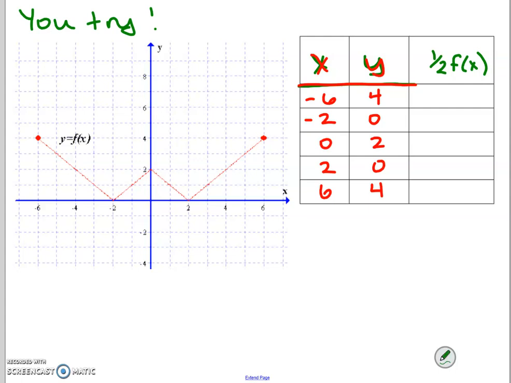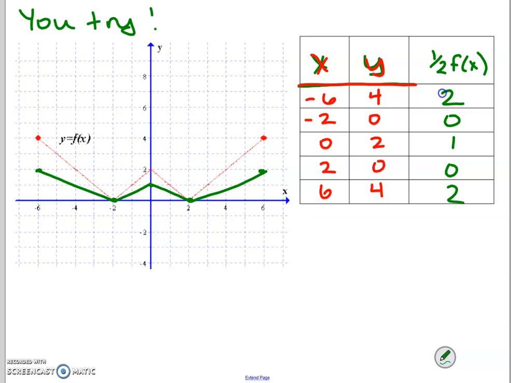So for our next one, we're going to try the exact same thing here, except this time we're making it half as tall. So all your y values are going to be half as big as they used to be. And your graph is actually going to look half as tall as it used to look.